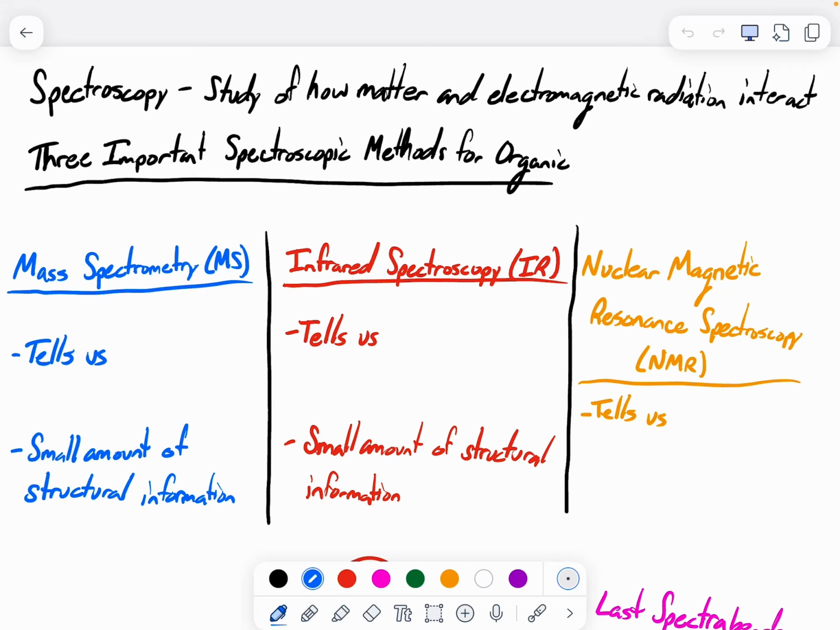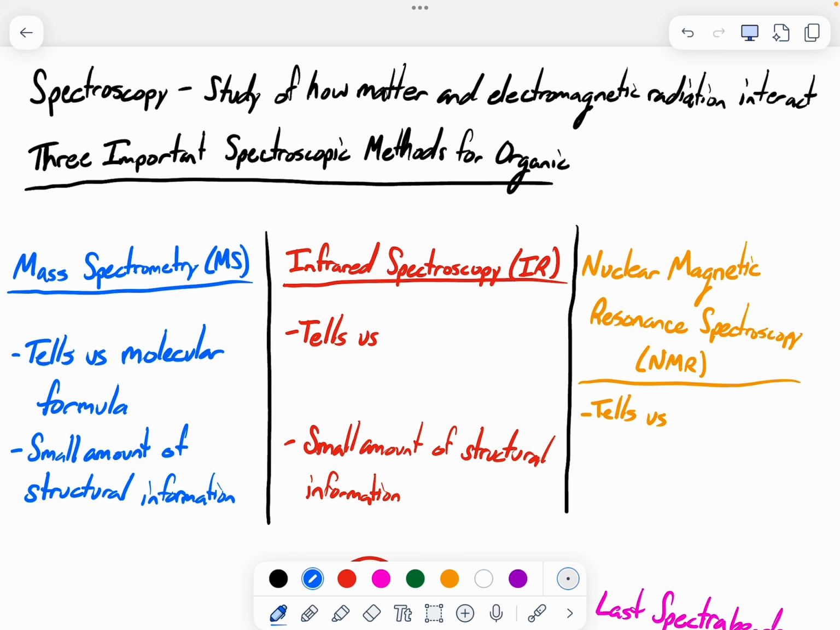So typically when we're talking about the three important spectroscopic methods in organic chemistry, we start out a lot of times with mass spec, right? So mass spectrometry, the idea is that we get a mass of a molecule, and from that mass, we can actually determine molecular formula. And that's the main thing that it's used for. It just tells us whatever that molecular formula is.